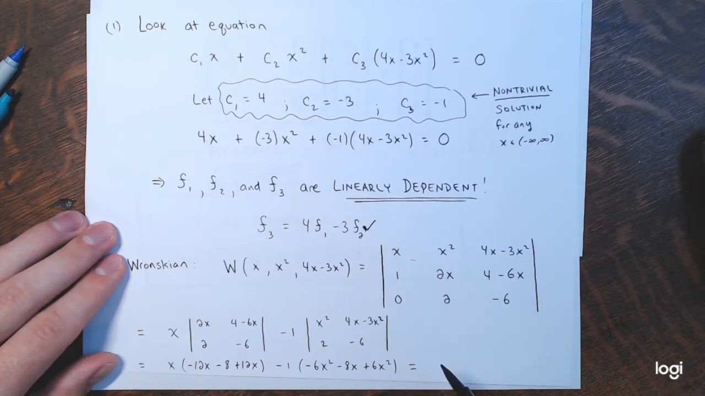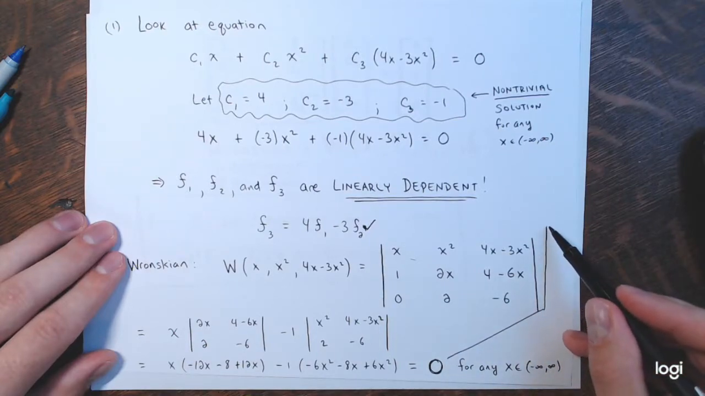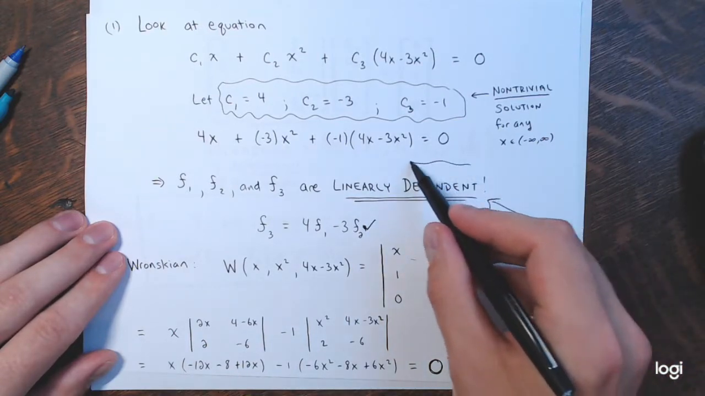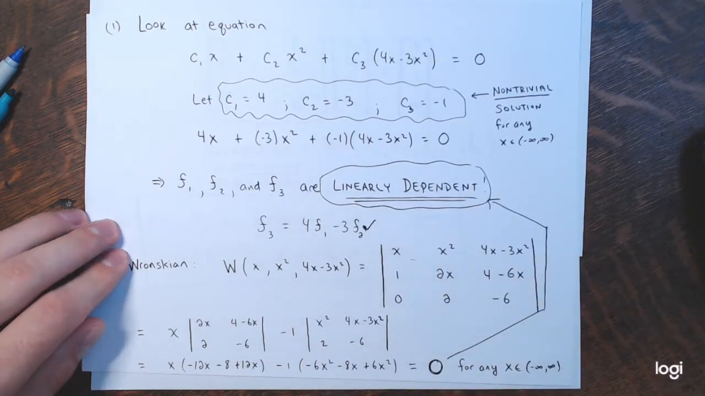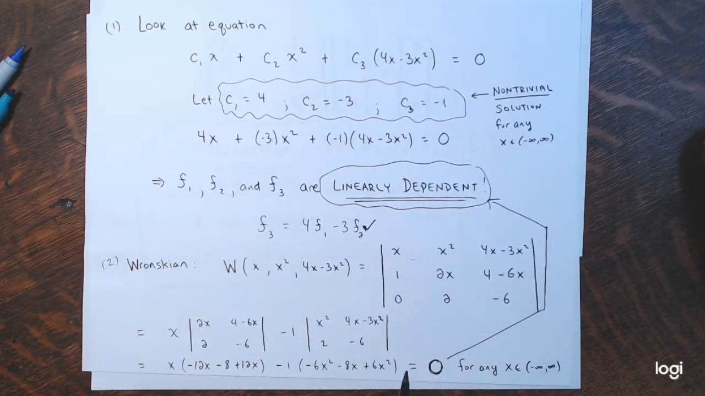But this is 0. Because you see here I'd have negative 8x plus 8x. So this is 0, and then this is, for any x in this interval. All right, so x equals 1, x equals 2, x equals pi, whatever. So based on that, we can then say again that these functions are linearly dependent on the real number line.